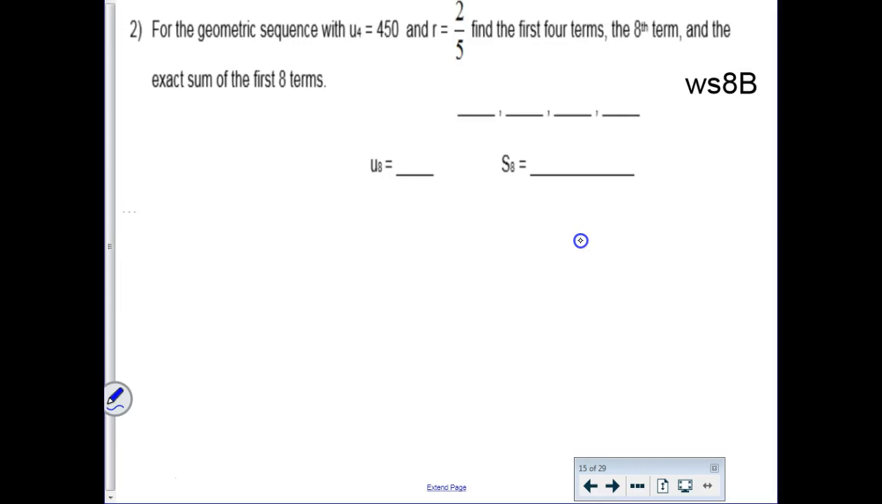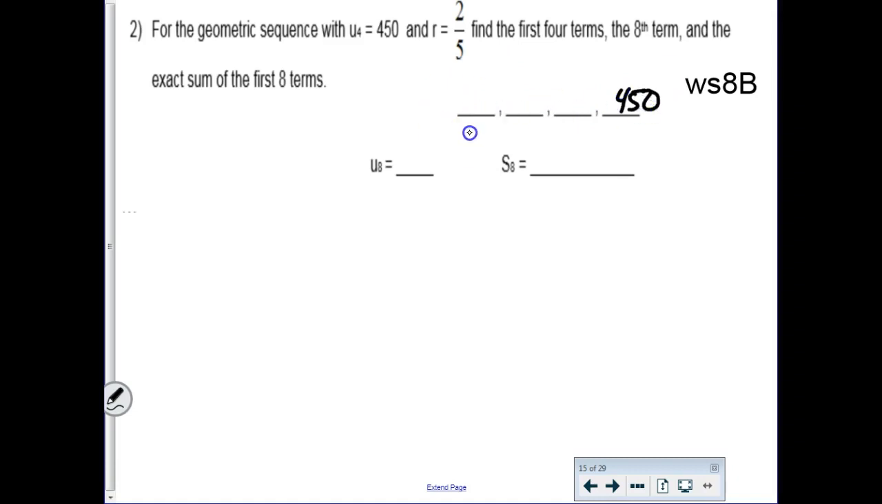Find the geometric sequence where the 4th term is 450 and the common ratio is 2/5. Find the first 4 terms, the 8th term, and then go ahead and sum up all the terms up to 8. Well, sure, why not? So the first couple questions here are actually not from the series section. They're just the sequence itself, but that's okay. So the 4th term is 450.